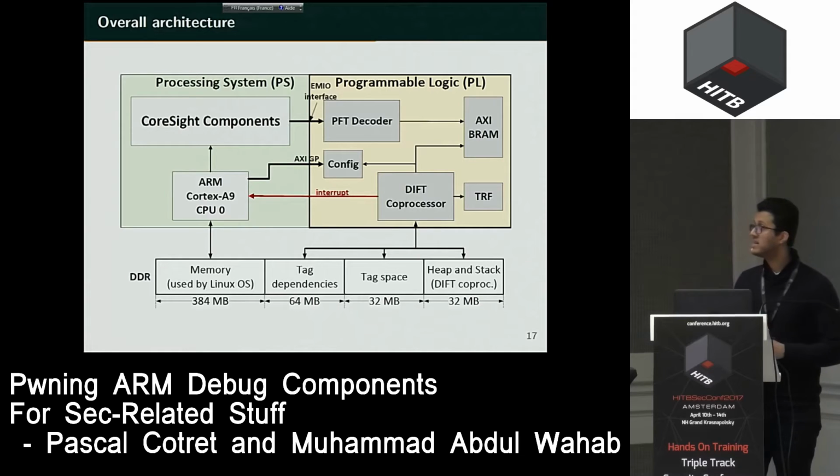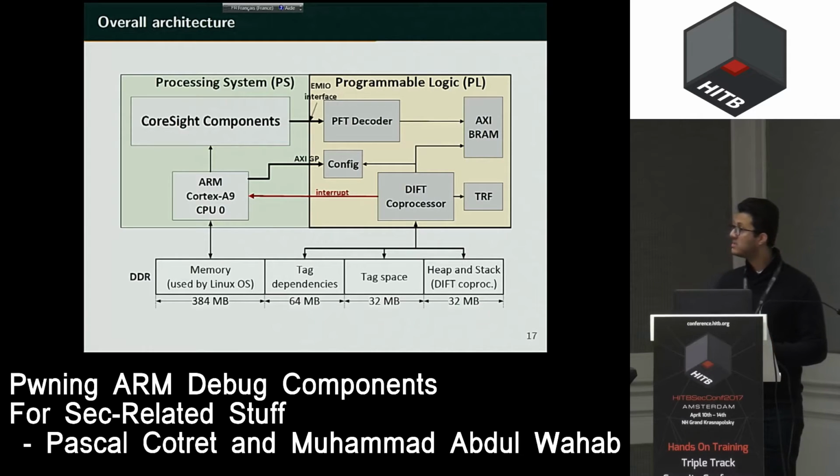So this is the architecture we developed. We are using single Cortex A9 CPU cores. We activate CoreSight components over here. When the trace comes out, we decode it and store it in a memory over here. And we have a coprocessor which reads these traces.